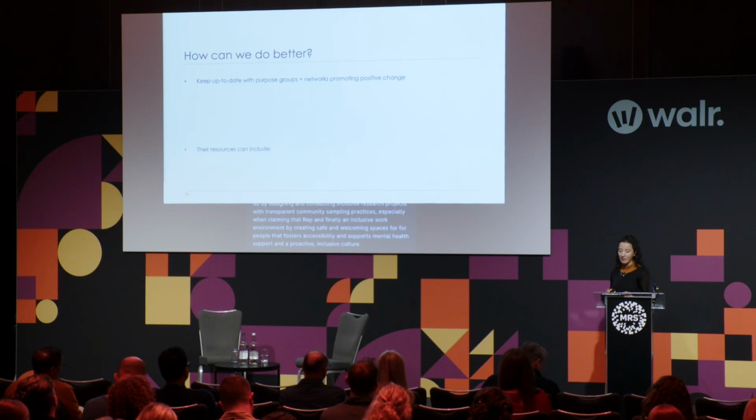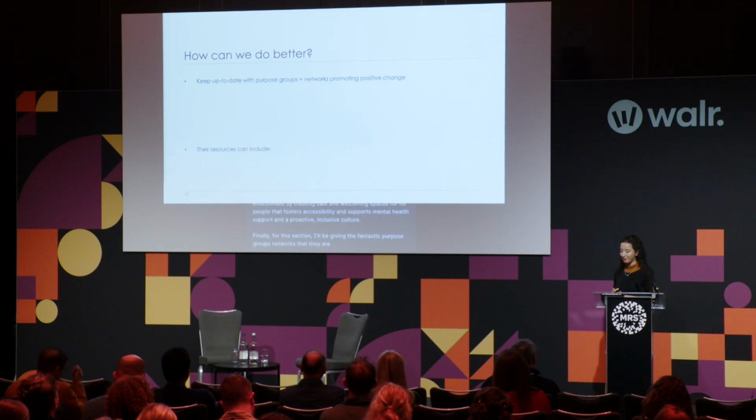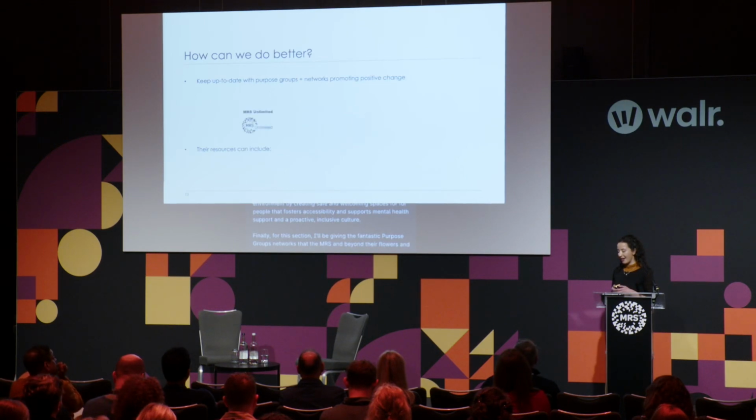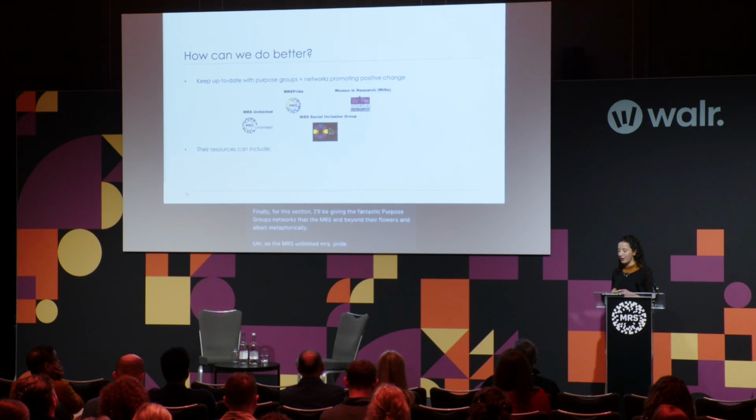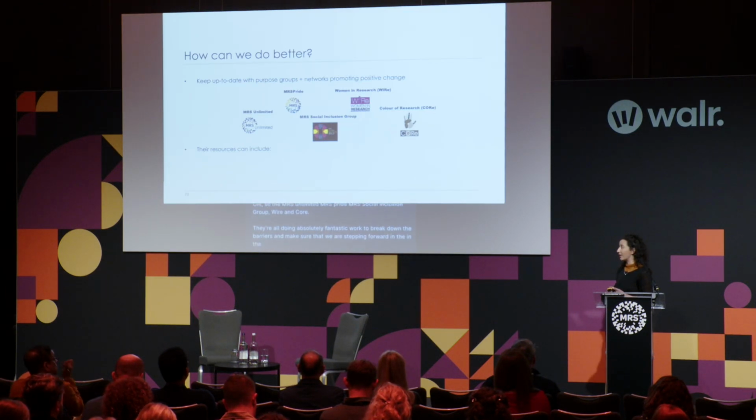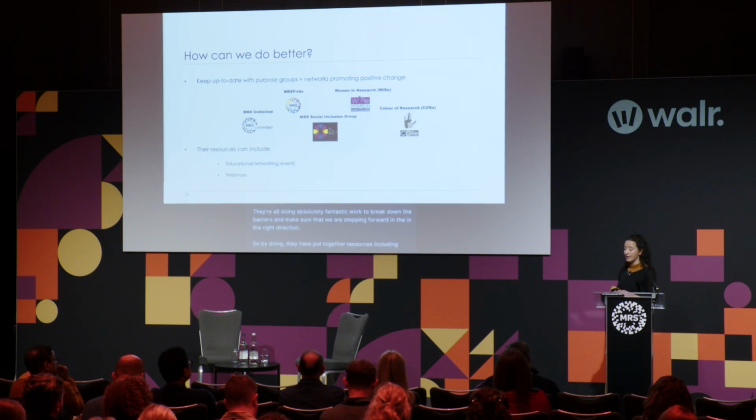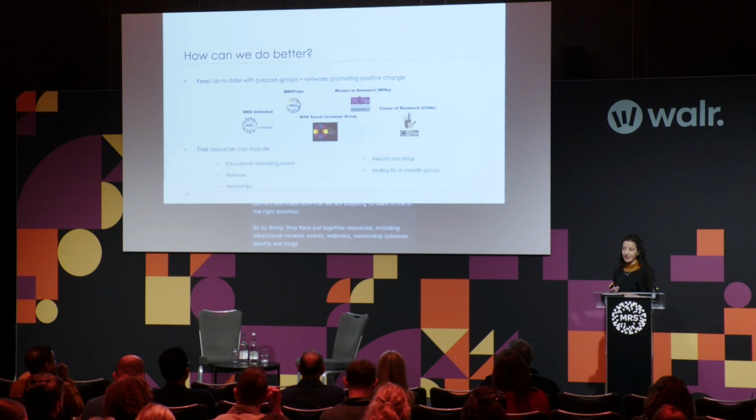Finally, for this section, I'll be giving the fantastic purpose groups and networks at the MRS and beyond their flowers, albeit metaphorically. So the MRS Unlimited, MRS Pride, MRS Social Inclusion Group, WIRE and CORE, they're all doing absolutely fantastic work to break down the barriers and make sure that we are stepping forward in the right direction. So they have put together resources including educational network events, webinars, mentorship schemes, reports and blogs, and have mailing lists and LinkedIn communities that we can all get involved in.